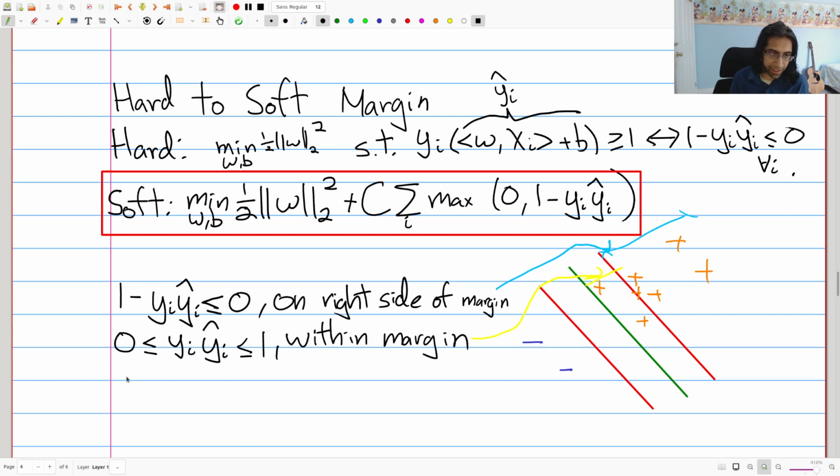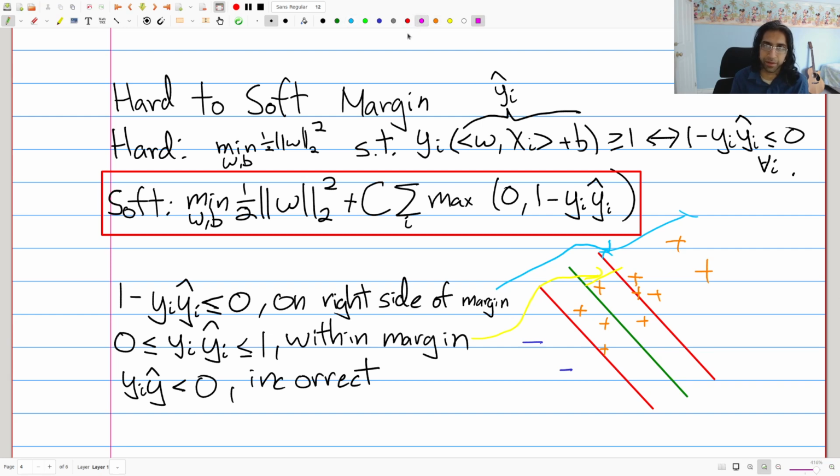And the third case is when yi hat is less than 0. And this corresponds to points which are incorrectly classified. That's a point which is over here, something which falls on the opposite side of the hyperplane. And any of these would be incorrect.